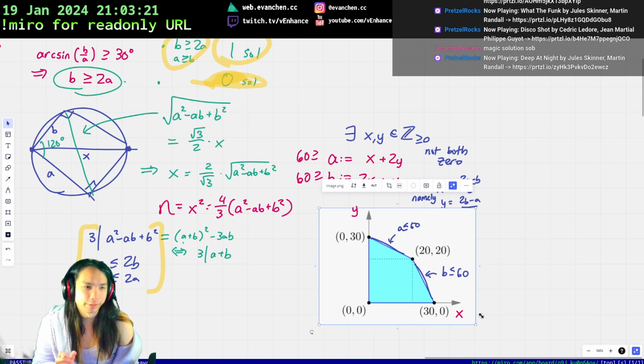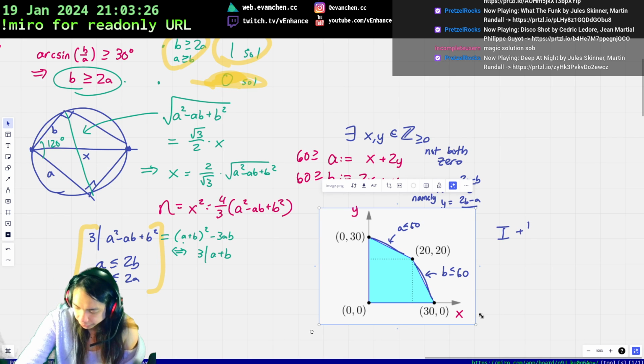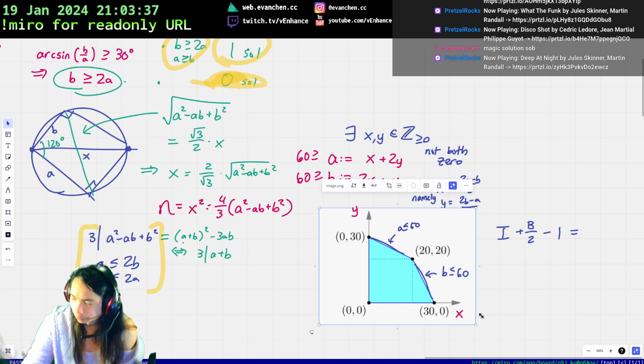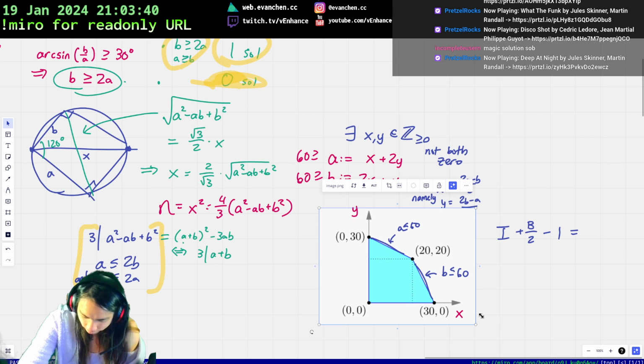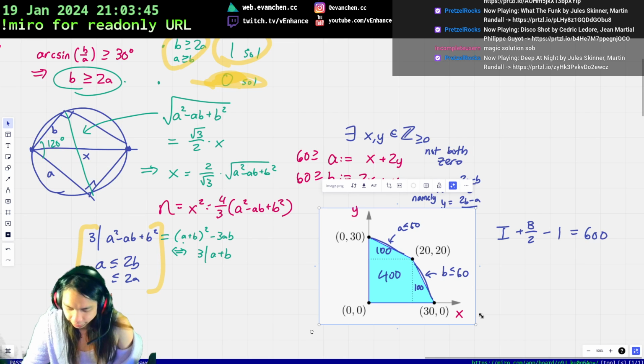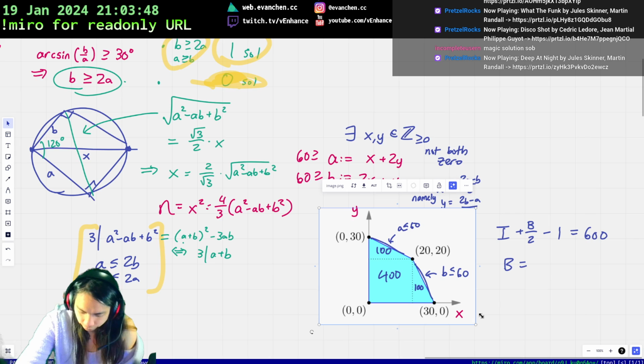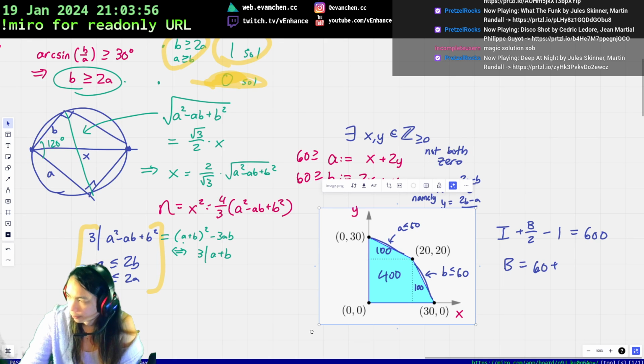And there's a tool that lets you count lattice points in polygons. It's called Pick's theorem, where I plus b over 2 minus 1 is equal to the area of this blue quadrilateral, which is apparently 400 plus 100 plus 100, 600. And the number of boundary points, you go along the perimeter, right? And you get like 60 plus, sorry, not 60, 30.